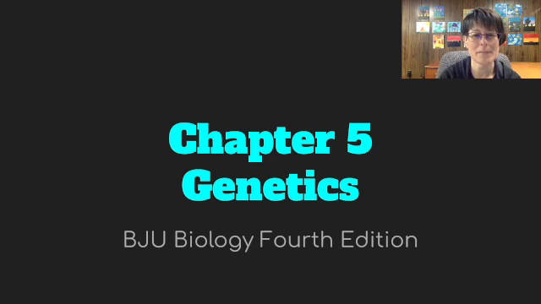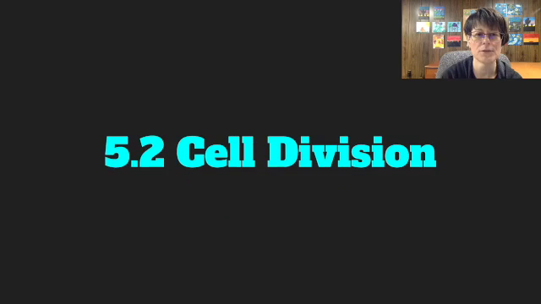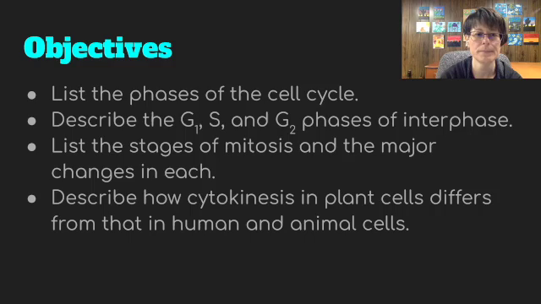Hello, everybody. It's Mrs. Pound, and we have been studying Chapter 5 on genetics from BJU Biology's 4th edition. We've been taking a look at Section 5A on genes, chromosomes, and cell division, and we've already talked about genes and chromosomes, so we're moving on to cell division from subsection 5.2.